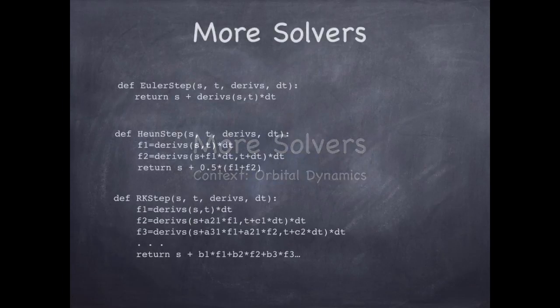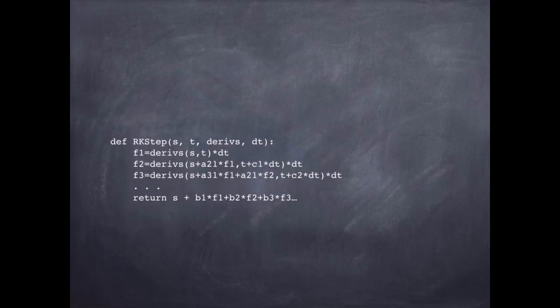I want to begin by reminding you of a couple of solvers we've used already: the Euler solver, the Heun solver, and then a new type of solver. Actually, Euler and Heun are basically members of a family of solvers called RK solvers or Runge-Kutta solvers. And I want to describe how those work.